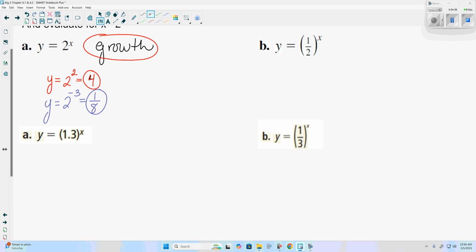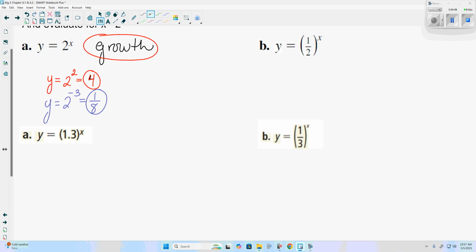Questions on A before we look at B? I just picked it. Yeah, we're just evaluating, because when evaluating, we just plug whatever value they want into it. Just giving another example. Any other questions with A?